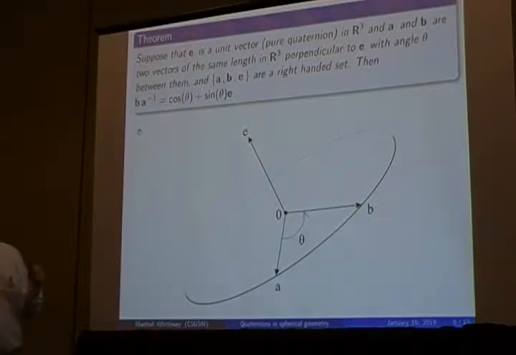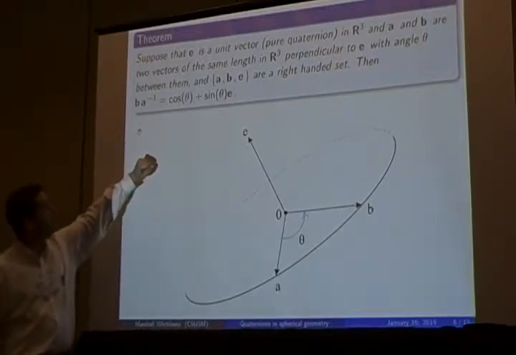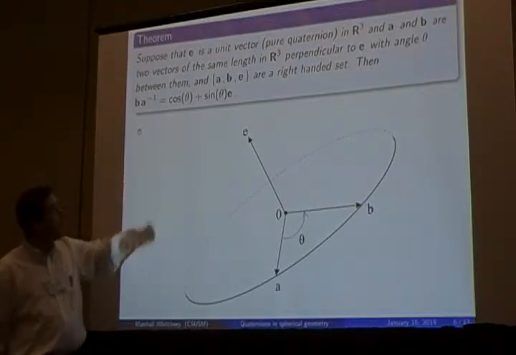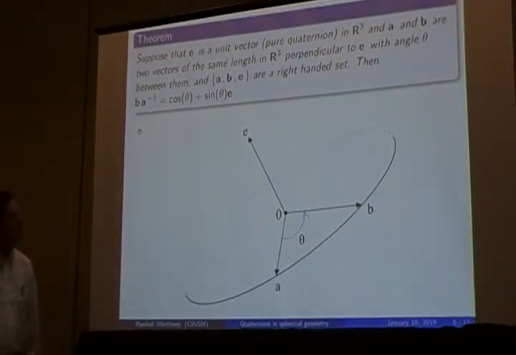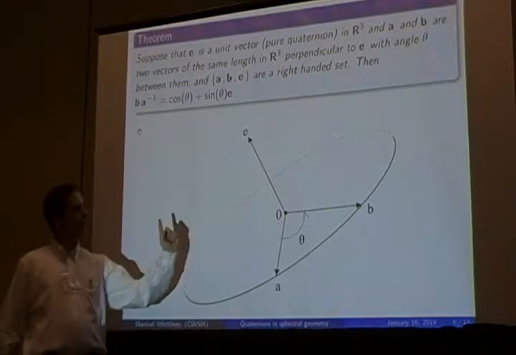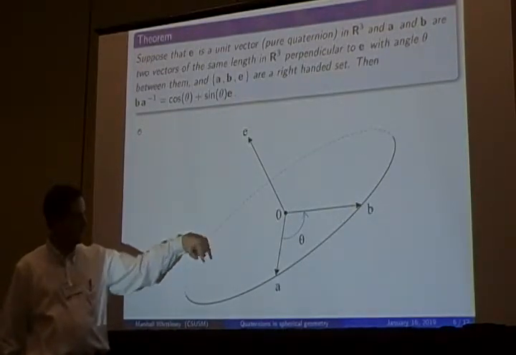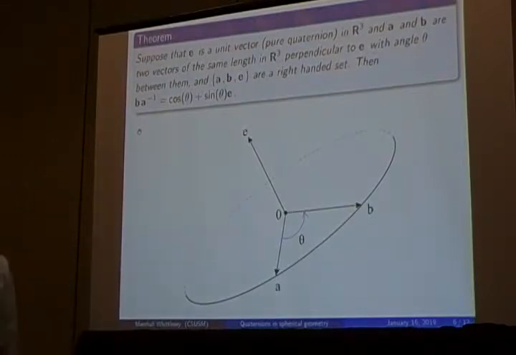Then if you look at this quantity BA inverse, it's not quite the e to the i theta that it was for complex numbers, but it's something very similar. BA inverse, where we view B and A as quaternions, and this is the quaternion division, if you will, is cosine theta plus sine theta E, where theta is the angle between them, and E is the unit vector which essentially is the one you get from the cross product of A and B. It's the one that makes A, B, and E a right-handed triple.